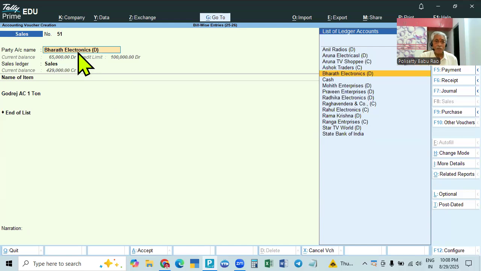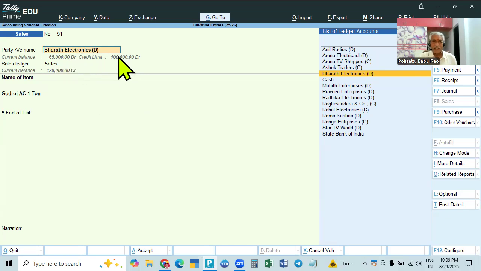That is why we can increase the limit, or we can ask them to pay some bills, some amount which will be helpful to reduce the balance below the limit. Like that, you can ask them to make the payment and take the payment first. And then the balance will be less. Then you make the new invoice, so that will be below the limit. So this is one method.